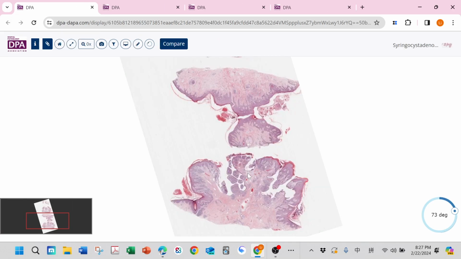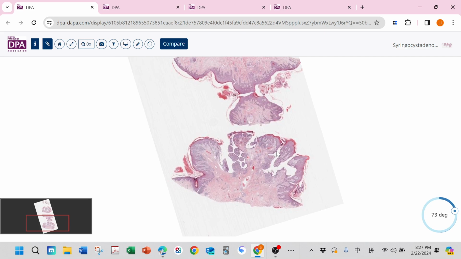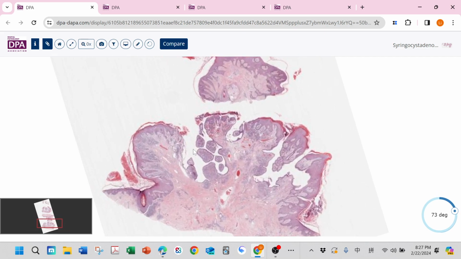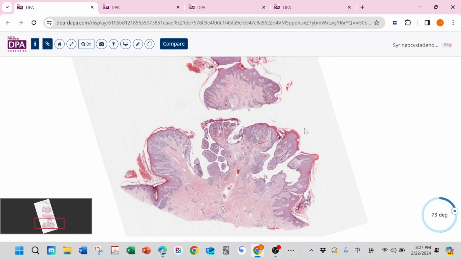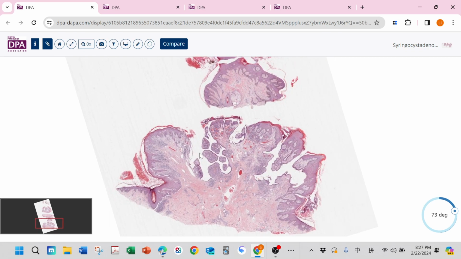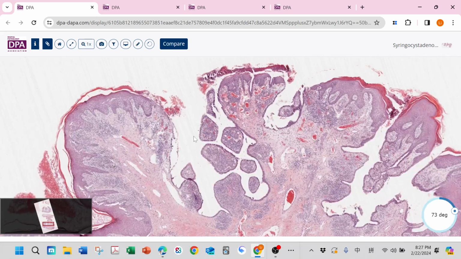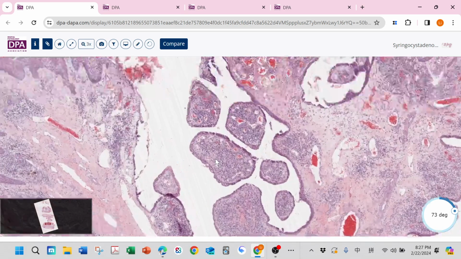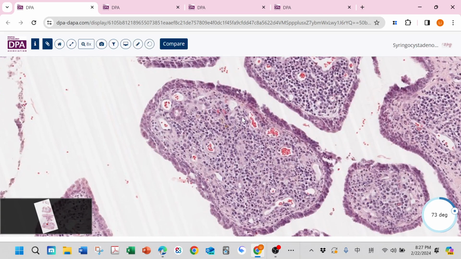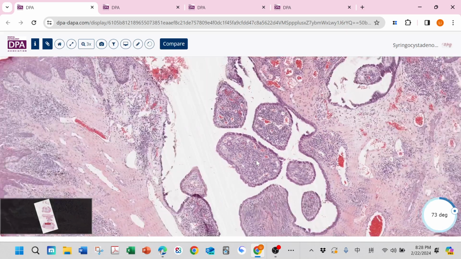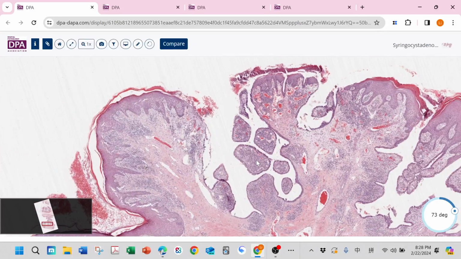Another example, Syringocystadenoma Papilliferum. When you see this invaginated growth, kind of like a papillae area, but when you zoom in, you can see this two-cell layer. Inside, you can see tons of plasma cells. That is another example of SCAP. SCAP is the abbreviation for Syringocystadenoma Papilliferum.